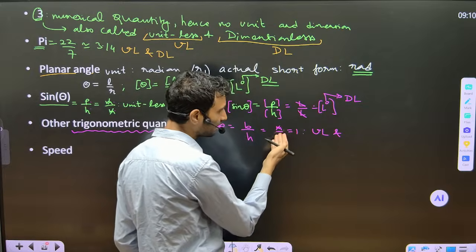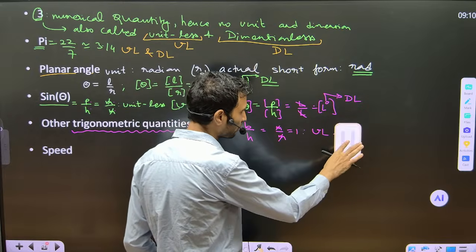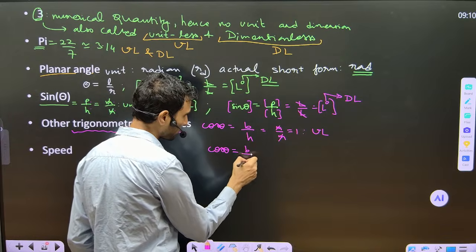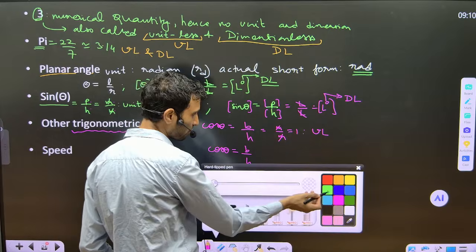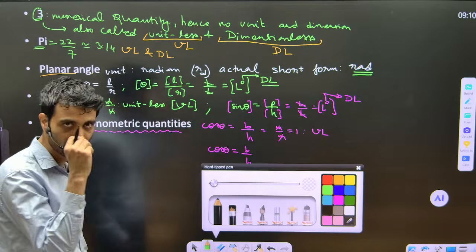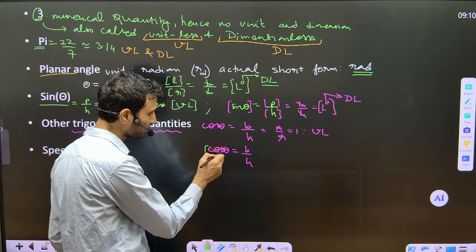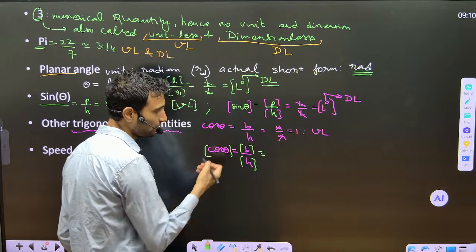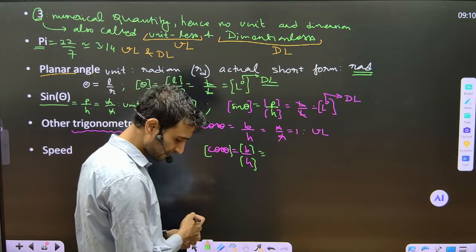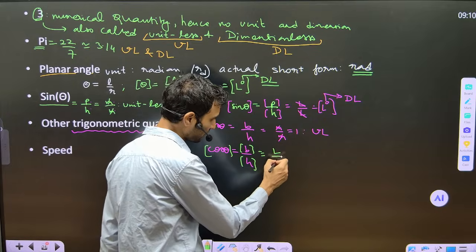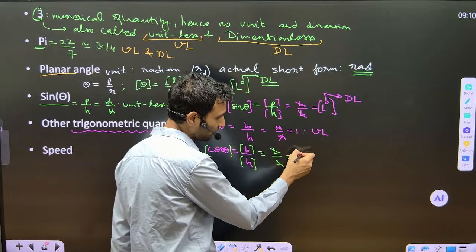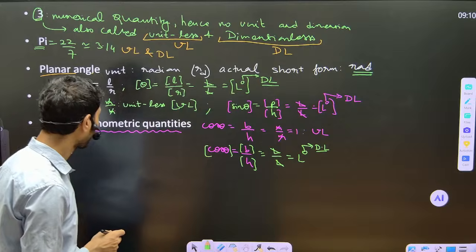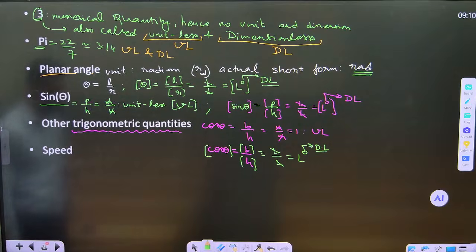From a length and dimension point of view, cos theta is equal to base upon hypotenuse. And if you want dimension, you have to use square brackets like this. And base dimension is what? They again are length. Length upon length again gets cancelled, giving you L to the power 0. 0 tells you it is again dimensionless.